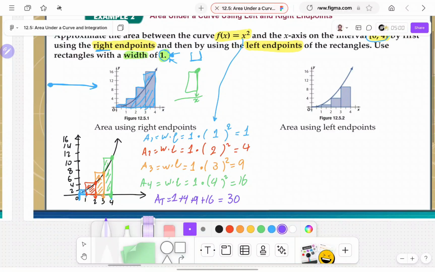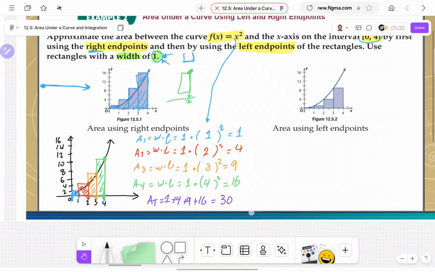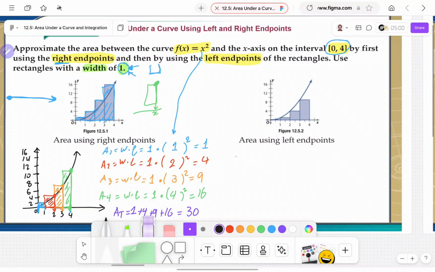The same idea we are going to use to find the area from the left endpoint. So now, left endpoint, let's first draw the graph. I have this graph here, with 1, 2, 3, 4 and then 2, 4, 6, 8, 10, 12, 14 and 16. Now we have the graph like this. The first step here, we need to use left endpoint. So this is the rectangle, this is the left endpoint.